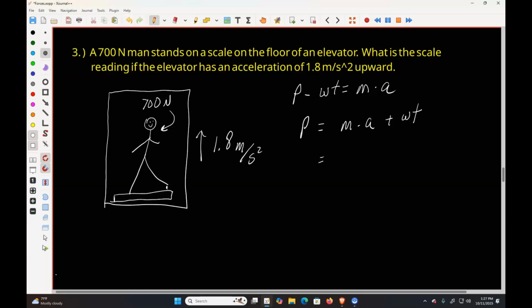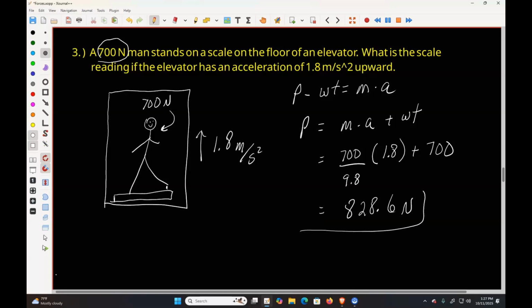All right, so his mass, again, this is 700 newtons. I need to convert that. So I'm going to say 700 divided by 9.8, that's his mass, times the acceleration, which is 1.8, plus his weight, which is 700. This will give us 828.6 newtons. That will be the reading on the scales.